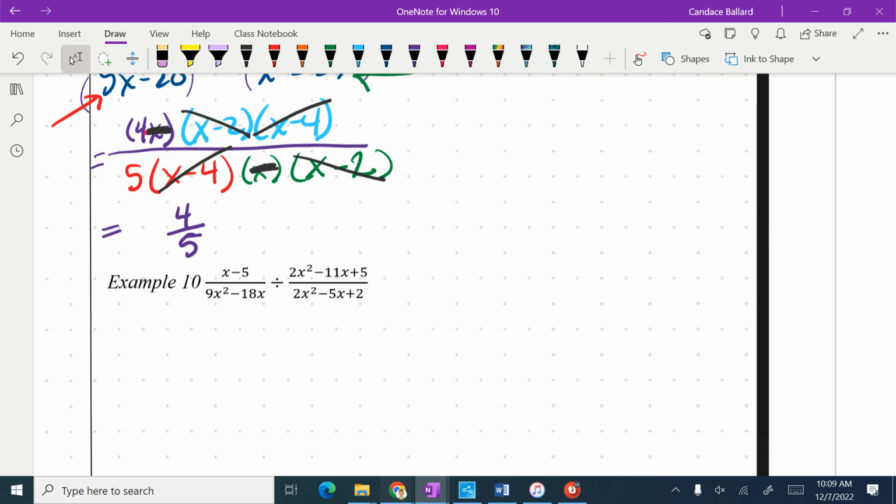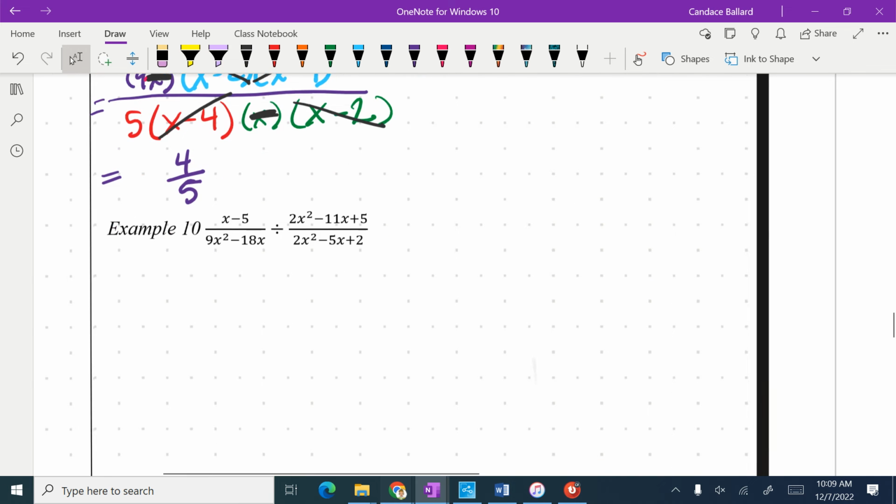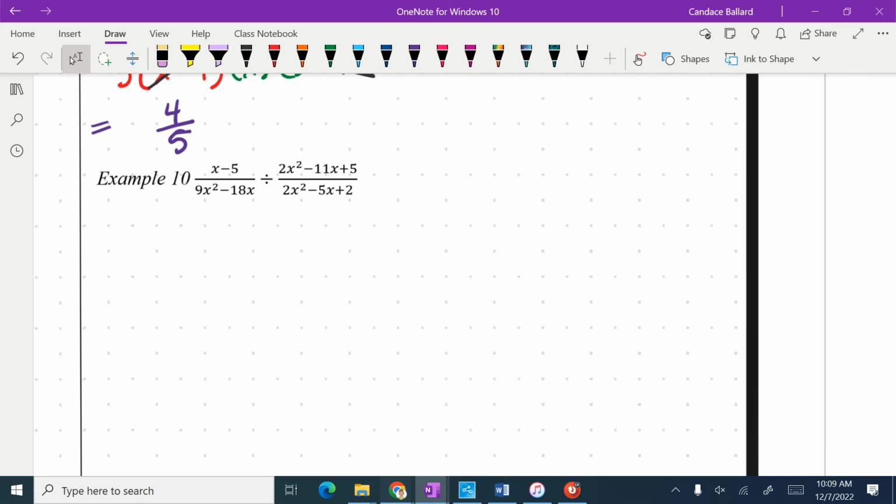All right. Let's take a look at example 10. I want to do example 10 with you because it's been a few. I think we practiced some of our leading coefficient ones last week, but let's make sure we've got this, okay? I have division. So what does that mean I have to do? Flip the second one and switch to what operation? Multiplication. Good. So I know I'm going to keep the x minus 5 over the 9x squared minus 18x.